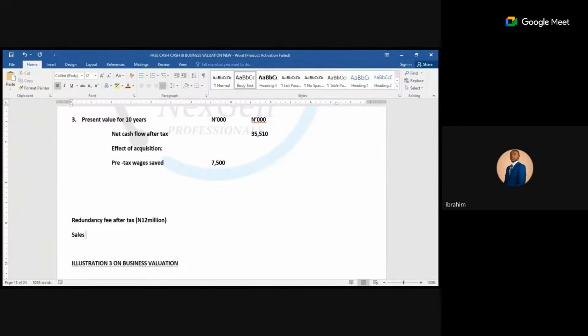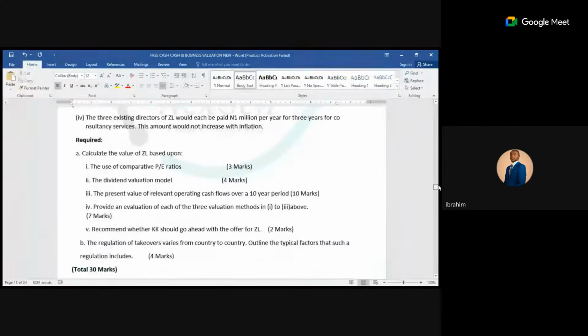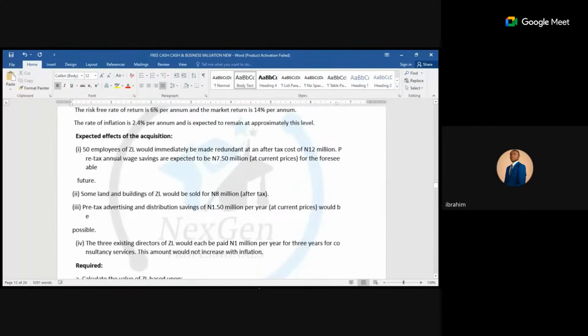Sales proceed on land. What is the sales proceed on land? After tax, 8 million. So it's an inflow, it is a one-off, right? Now, if we have this, what do we have next? After this, what do we have, class? We have advertisement and distribution service.